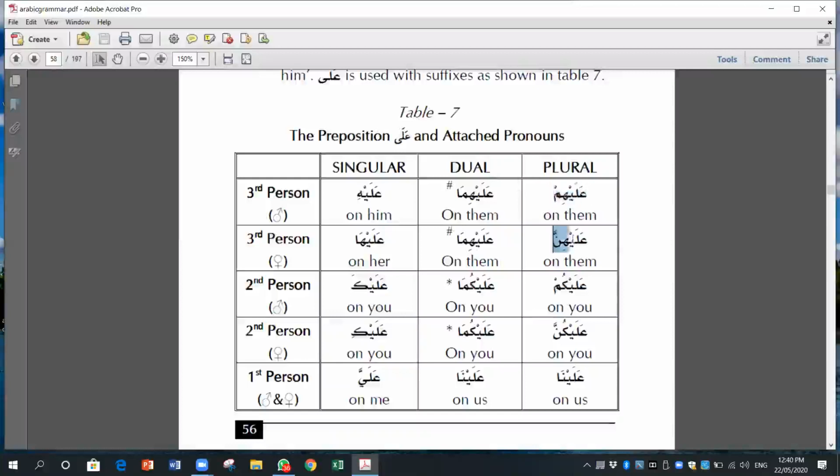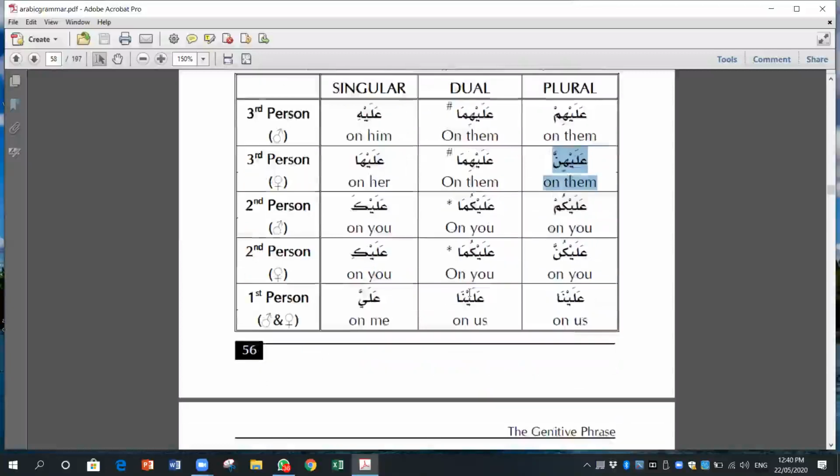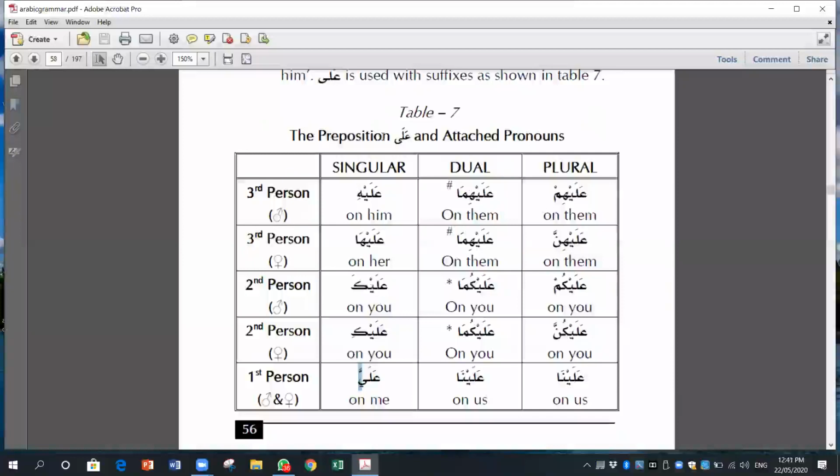Alayhim, on them. Alayhinna, on them. But what is the difference between on them for male and female? I think you understand it very well. Mashallah, we don't need to go into detail. Alayya, I already told you, because the first person singular pronoun was ya, and Ala also has ya. So when two ya come together, we pronounce with shadda. Alayya, it means on me. Clear? Alayna, on us.